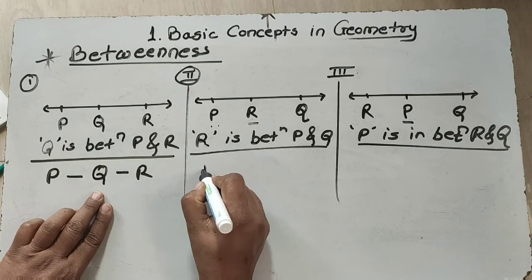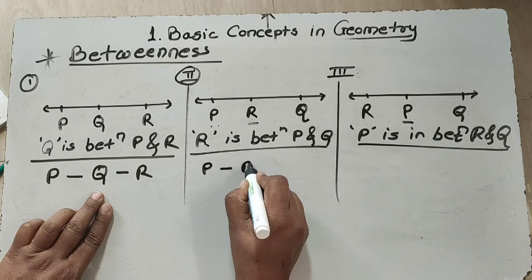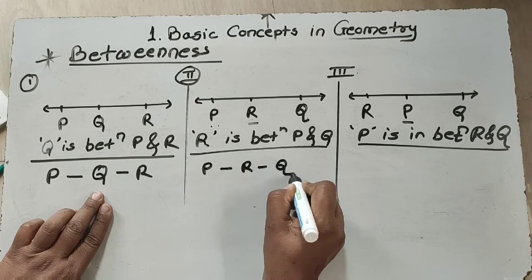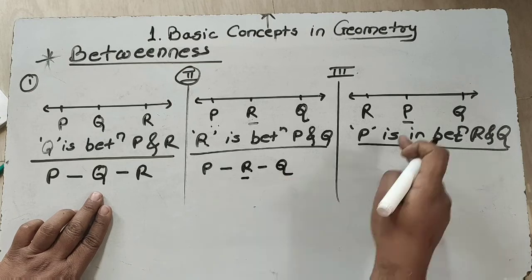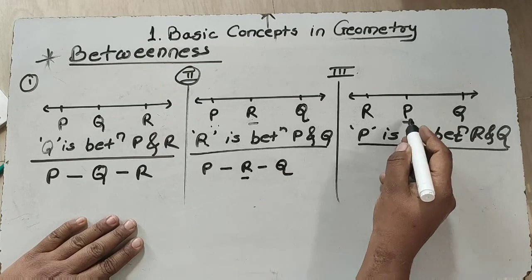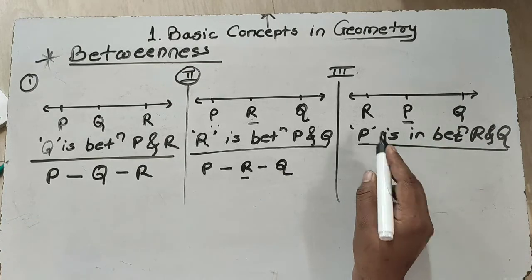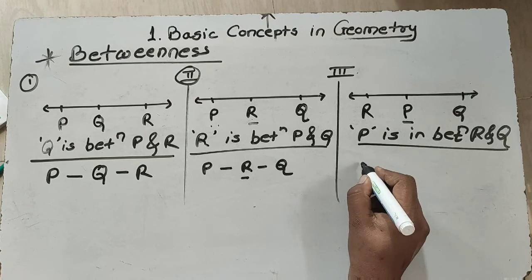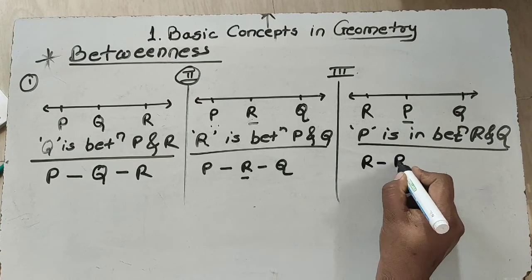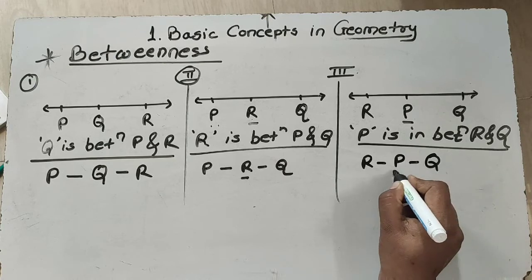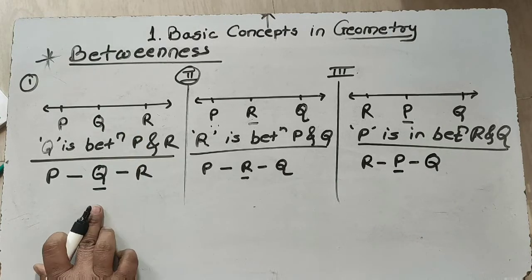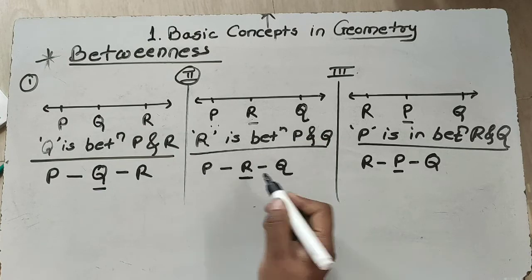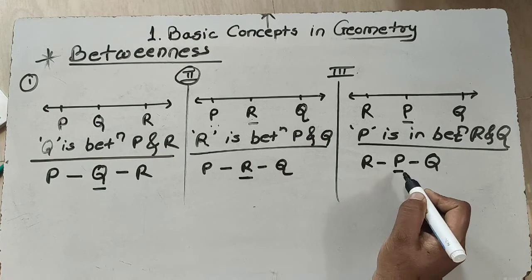For this picture, how do we write it? P-R-Q. It shows that R is in between P and Q. And for this figure, R-P-Q means it shows that P is in between. So for the first figure, Q is in between. For the second figure, R is in between, and for this figure, P is in between.